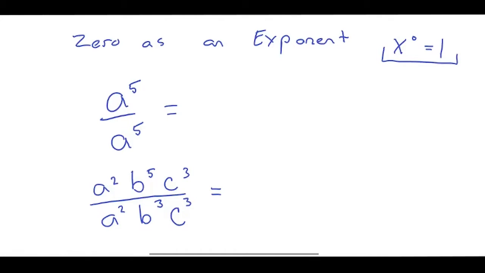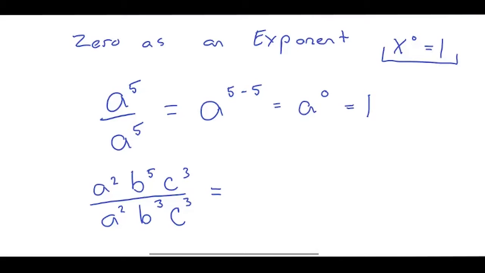So over here to start with, I have a to the 5th divided by a to the 5th. All right, so that's a to the 5th minus 5. So 5 minus 5 is our exponent, and 5 minus 5 is 0. So that's a to the 0 power. And we know that any number or variable raised to the 0 power is always 1. So the answer to that one is 1.